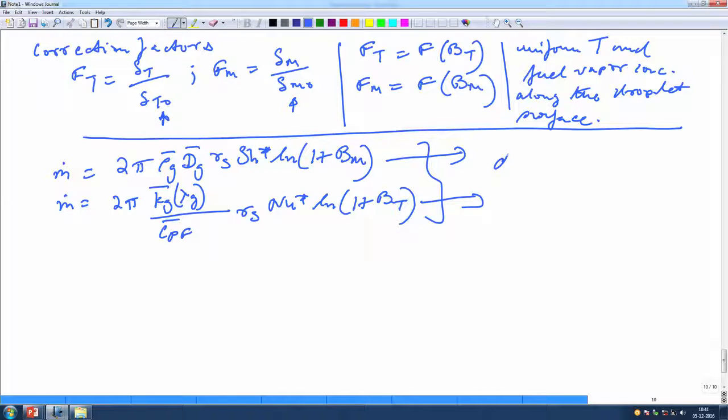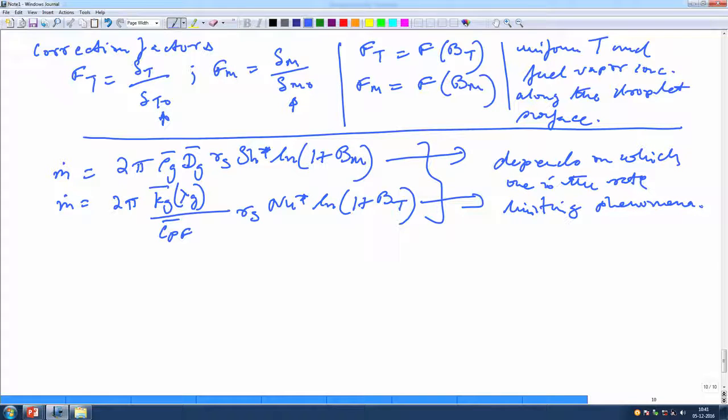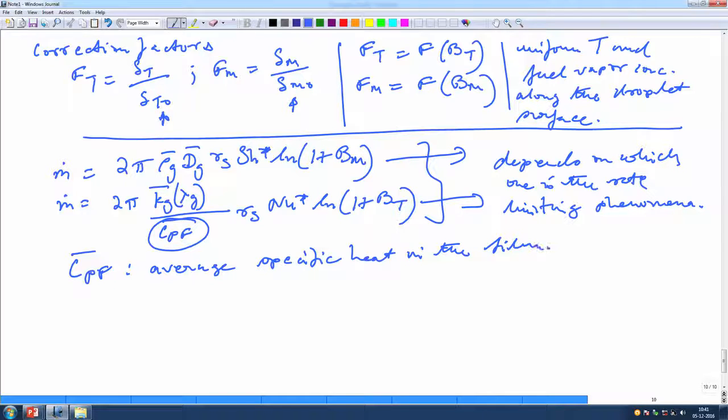So, it depends on which one is the rate limiting phenomena, heat or mass. So, the smaller of the two is basically what is called the rate limiting. So, Cpf bar that we have written over here, right. So, that requires this particular guy that you see over here is basically nothing but the average specific heat in the film. Film means that boundary layer, right.